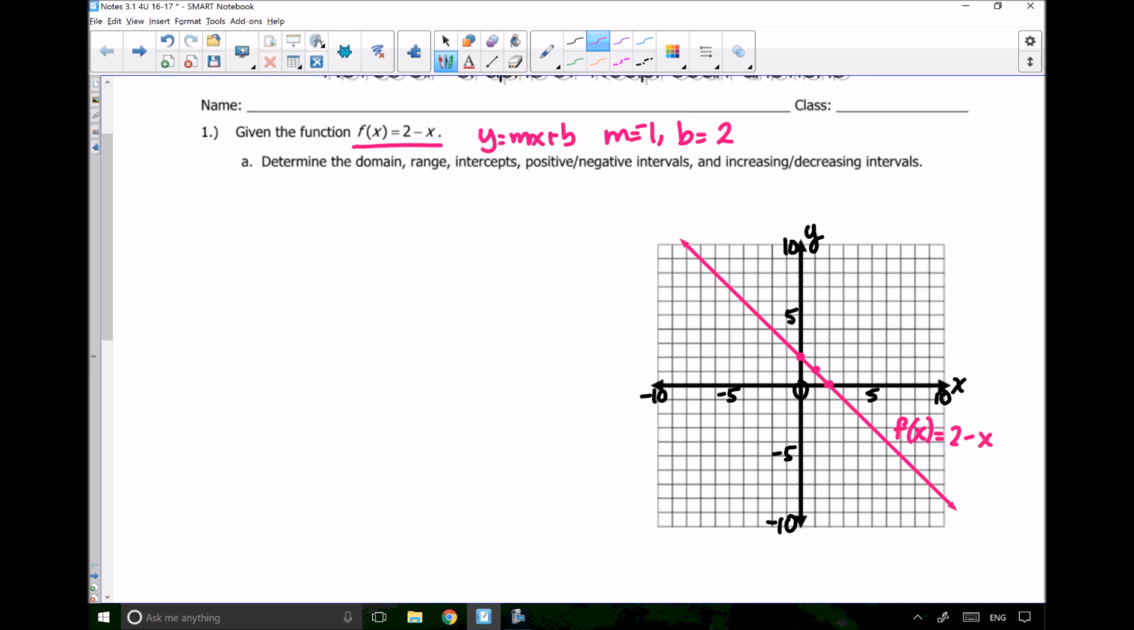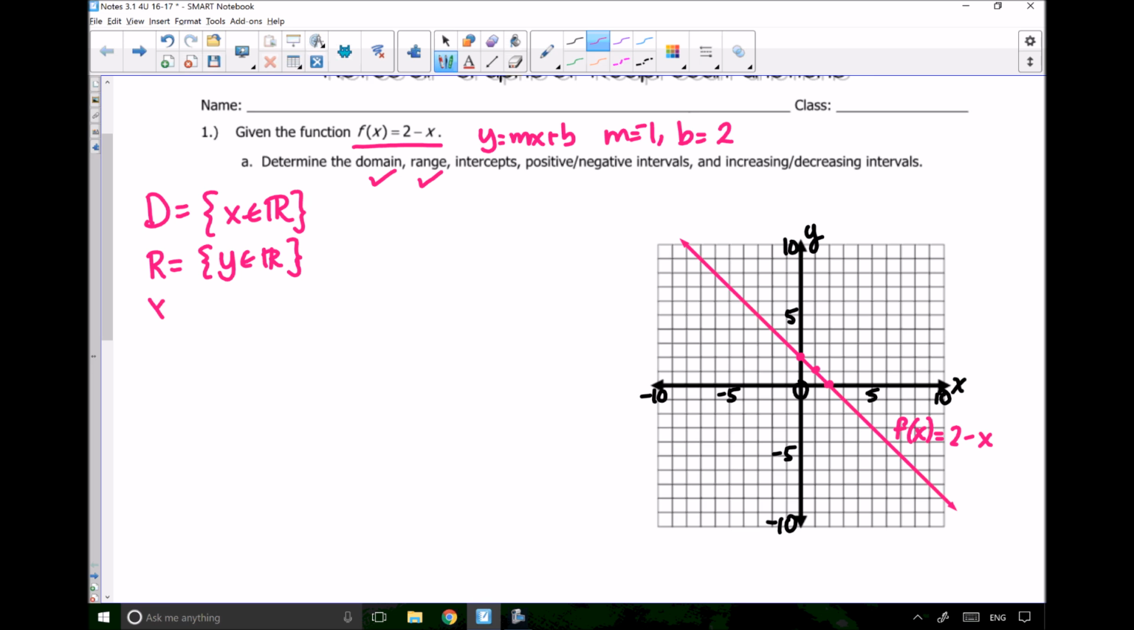So I can go ahead and find my domain. And if I look at my graph right here, x can be any value on my number line. So x can be any real number. Okay. If I want to look at my range, same thing. My y values are going from -infinity to +infinity. So I can say that my y values can be any real number as well. Okay. So I'm done with my domain, my range.